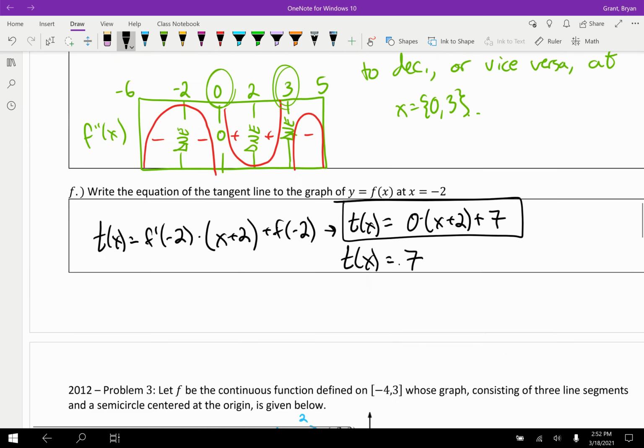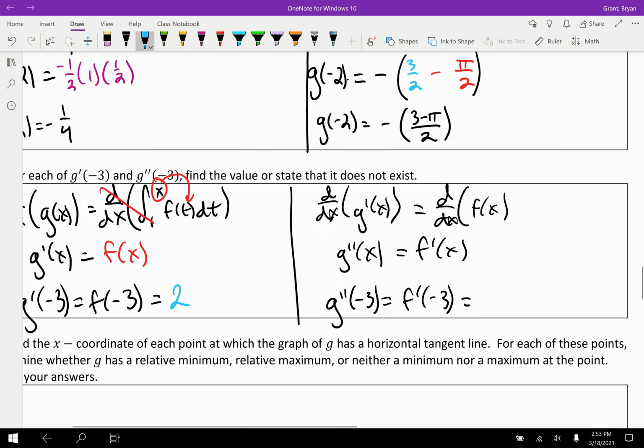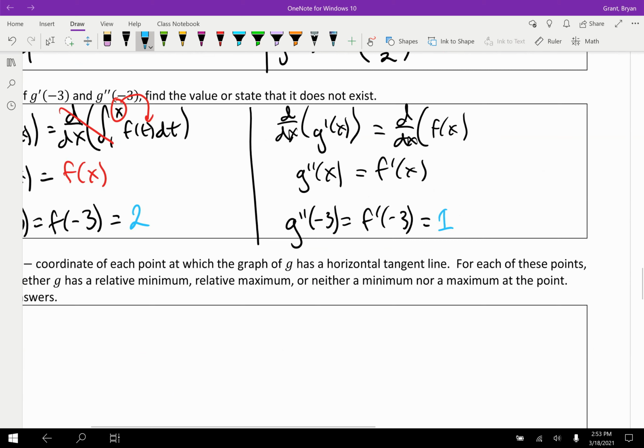Going back up to that same spot, I don't think there was a sharp point there, was there? No, I think everything looks a-okay. This is just a point on the line. And if we're asking for g double prime, which is f prime, that is the slope at this point. So f prime of negative 3, we already saw that the slope was up 2 over 2, up 1 over 1, or just 1. Right? The slope of that line is 1. Cool.